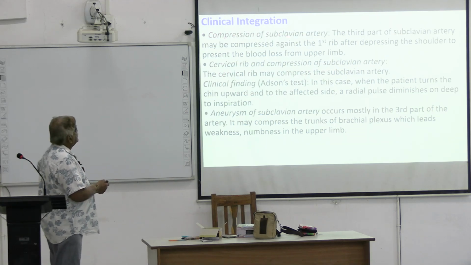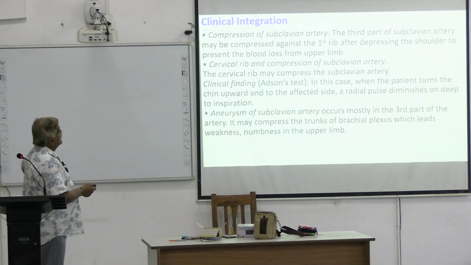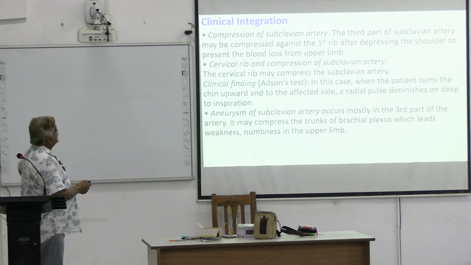Now, compression of the subclavian artery. The third part of the subclavian artery may be compressed against the first rib after depressing the shoulder to prevent blood loss from the upper limb. Cervical rib and compression of the subclavian artery. The cervical rib may compress the subclavian artery.